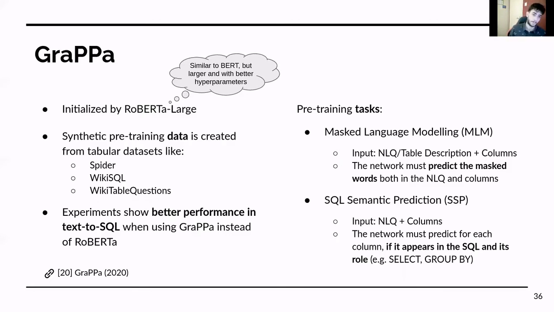And so on. And experiments show that when we simply replace BERT or RoBERTa with Grappa, systems show better performance in the text-to-SQL tasks. So this goes to show that even by changing the way we process natural language and without delving deeper into the system, we can achieve better performance because the way we handle natural language is very important.